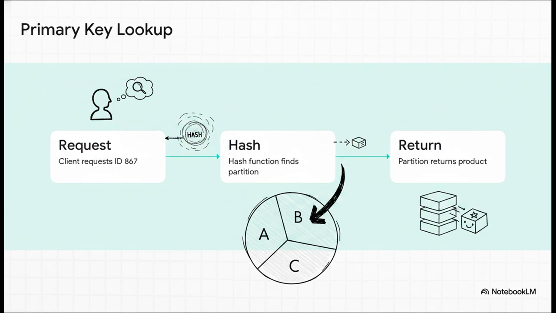Here's a quick look at a day in the life of a primary key lookup. The client requests product ID 867. The system runs that ID through a hash function, which instantly tells the network, okay, product 867 lives over on partition A. The request routes directly to partition A, grabs the data, and returns it. It's completely effortless because the network routing knows exactly which node holds the data. No guesswork, no wasted effort whatsoever.